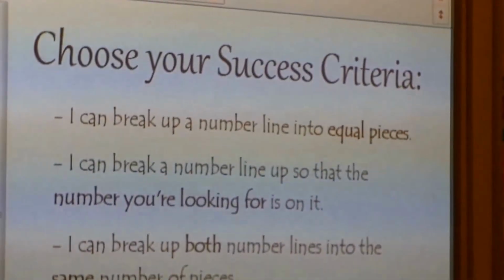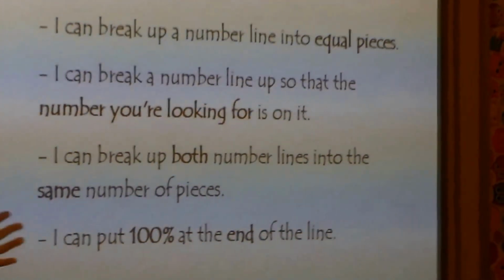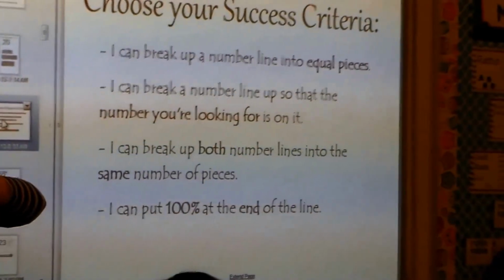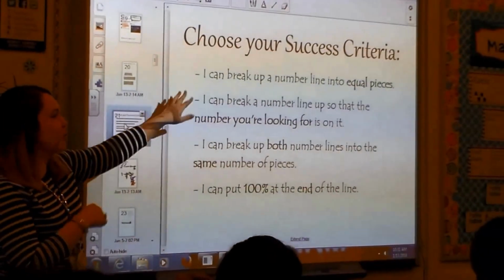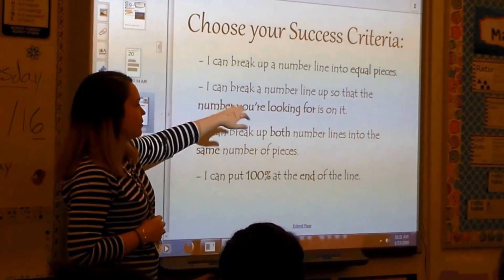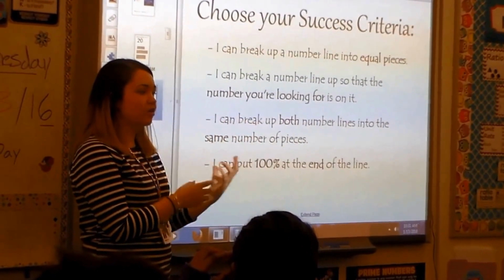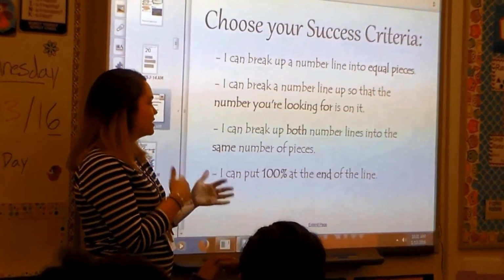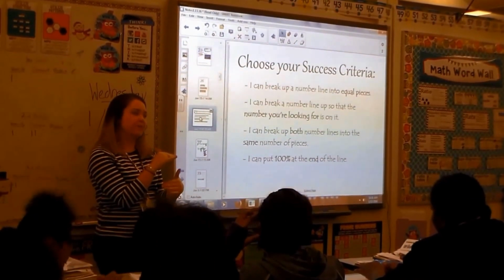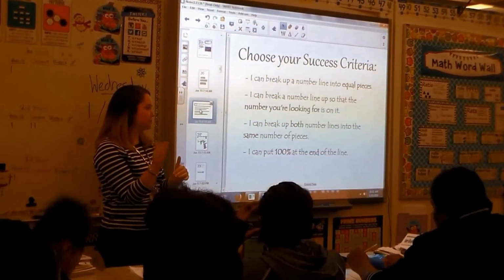So today I'm going to work on this. You're going to say, by the end of the day, I will be able to break up a number line into equal pieces. Or maybe you'll say, well, I already know how to break it up into equal pieces. Maybe my goal will be to break up a number line so that the number you're looking for is on it. Some of us struggled with that. If that's not your goal, maybe you need to break up both number lines into the same number of pieces. Maybe that's your goal today, to make sure that you can do that.